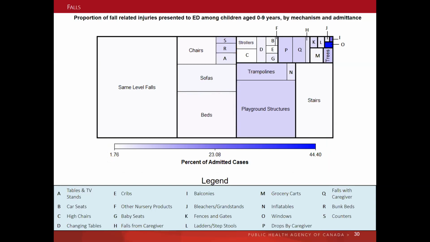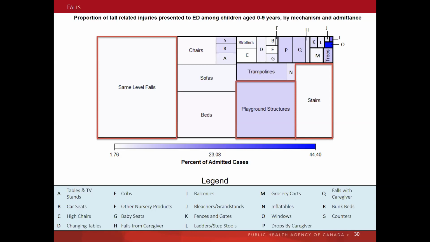So this is a tile graph for children 0 to 9 years of age, and it tells us that the leading mechanisms of fall-related injuries are same-level falls, falls from playground equipment, and stair falls. We can see that same-level falls are generally associated with relatively minor injuries, as indicated by their light color, while window falls are much more severe. And window falls are the really dark blue tile. The same goes for balcony falls, which is directly above it.